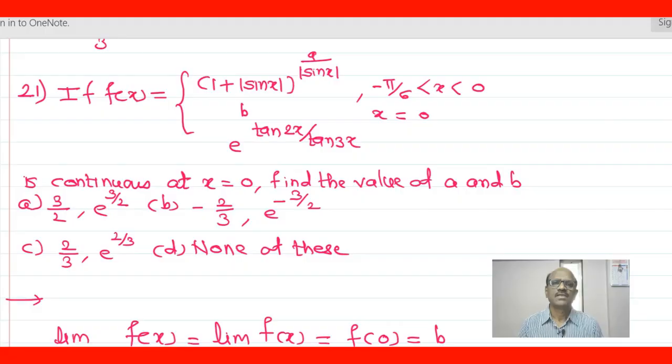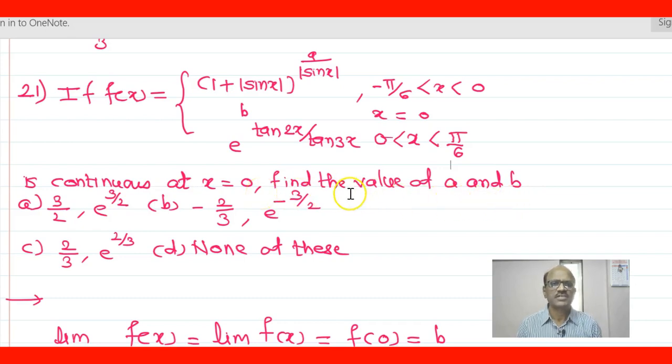Now let us start. The first question is: if f of x is equal to (1 plus mod of sin x) raised to a upon mod of sin x, where x lies between minus pi by 2 to 0, and equal to b when x is equal to 0, and f of x is equal to e raised to tan of 2x upon tan of 3x, where x lies between 0 to pi by 6, is continuous at x equals 0. Find the value of a and b.